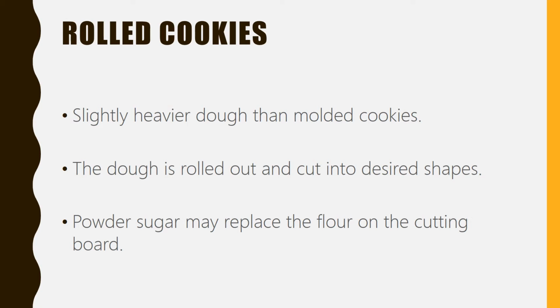Rolled cookies. Rolled cookies are made from slightly heavier dough than molded cookies. The dough is rolled out onto a lightly floured board and cut into desired shapes. Powdered sugar may be used in place of flour on the cutting board, but obviously it will make the cookies slightly sweeter.